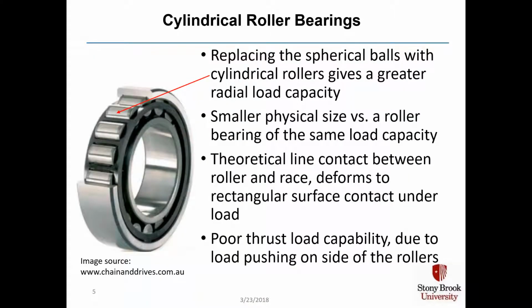In a cylindrical roller bearing, you replace the spherical balls with cylindrical rollers, and you get a greater radial load capacity. And this allows you to have a smaller physical size of the bearing with the same load capacity. Theoretical line contact is shown between the roller and the race, and it deforms to a rectangular surface under load. The downside of using a cylindrical roller bearing, though, is that it has poor thrust load capability, and that's due to the load pushing on the side of the rollers.